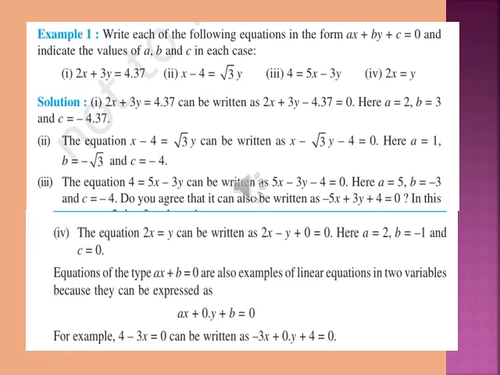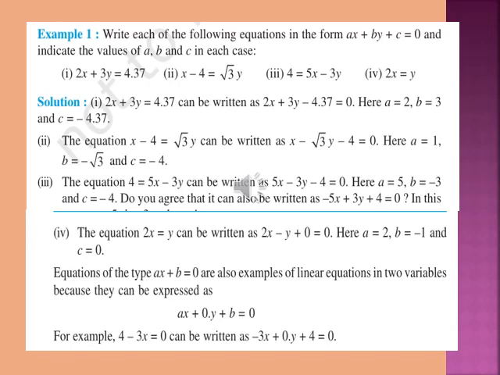Here a, that is the coefficient of x, equals 2, b, the coefficient of y, is 3, and c is the constant term, so it is minus, so we will write the minus sign also. So c is equal to minus 4.37. See the second equation, x minus 4 equals root 3y. So we will write it in standard form, x minus root 3y minus 4 equals 0. Here a equals 1, b equals minus root 3 and c equals minus 4.